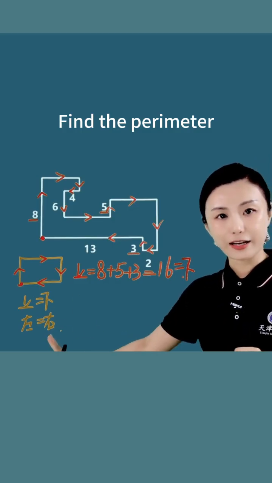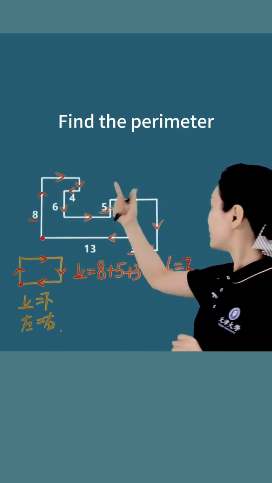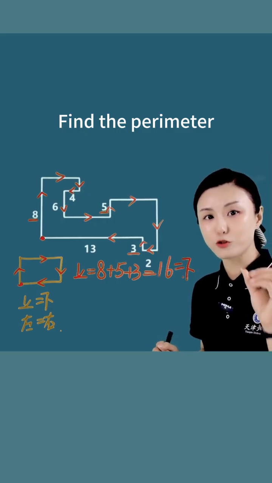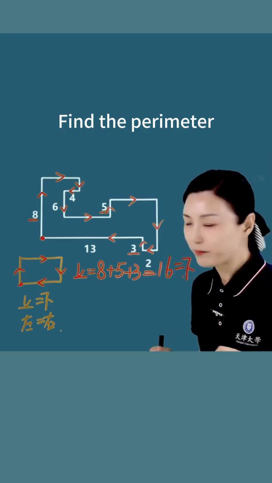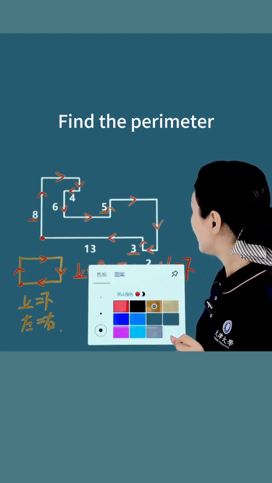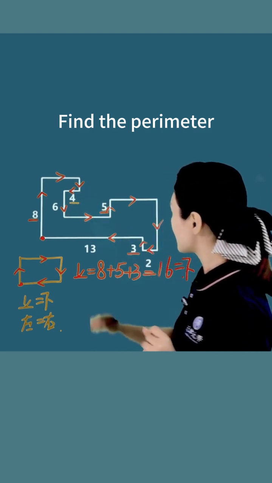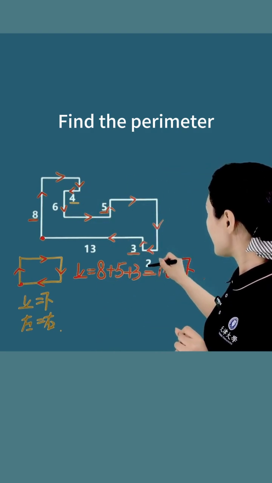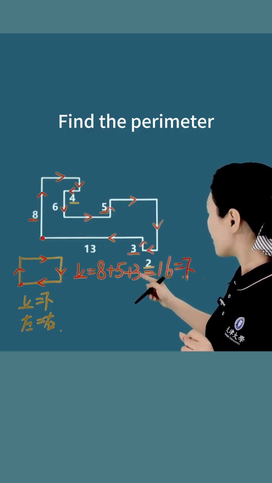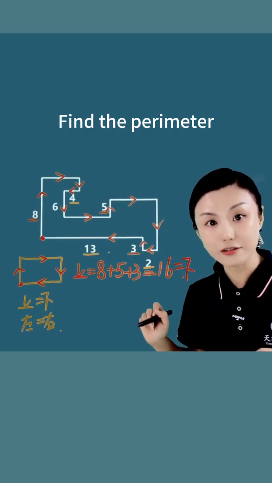Now let's look at left and right. We don't know the rightward edges here, and we don't know them here either. But can we find the leftward edges? Try to find which ones are going to the left. Look, this edge goes to the left. That's 4. Are there any others going to the left? This edge goes to the left, it's 2. And this edge goes to the left, it's 13.